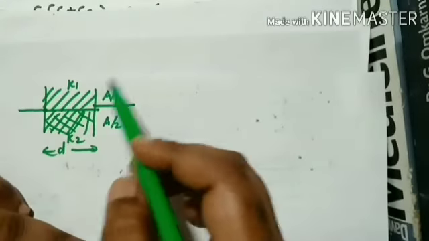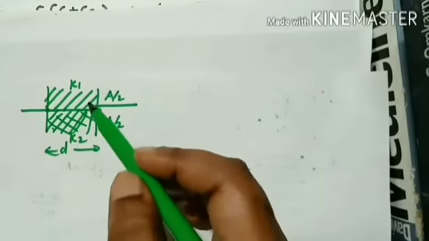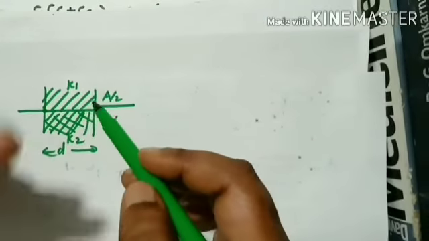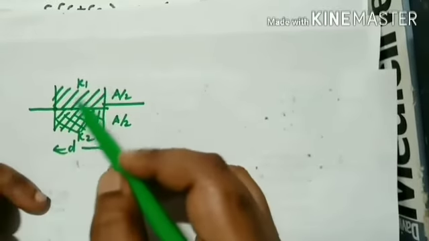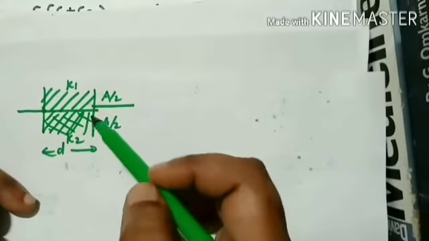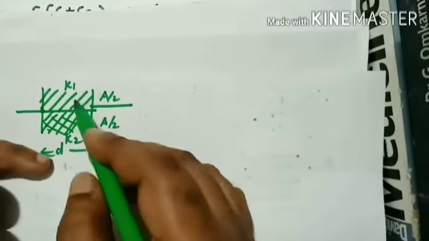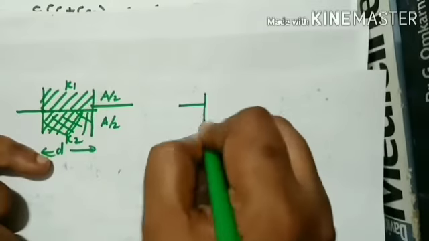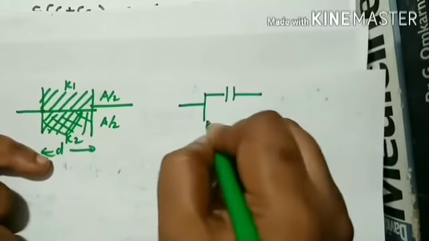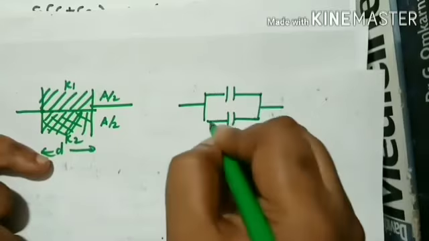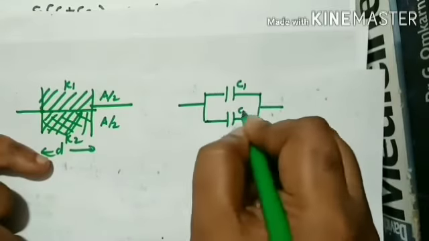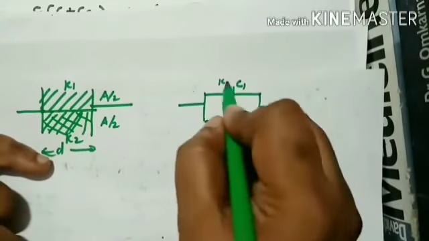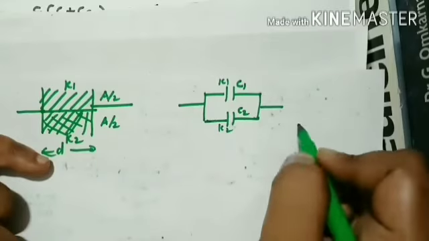Suppose now we have the second type of figure, where the dielectric is perpendicular to the capacitor. The dielectric is filled perpendicularly here, so there are two types of capacitors, K1 and K2. Here I will draw the equivalent like this. This becomes C1 and this becomes C2. This has dielectric constant K1, this has K2.